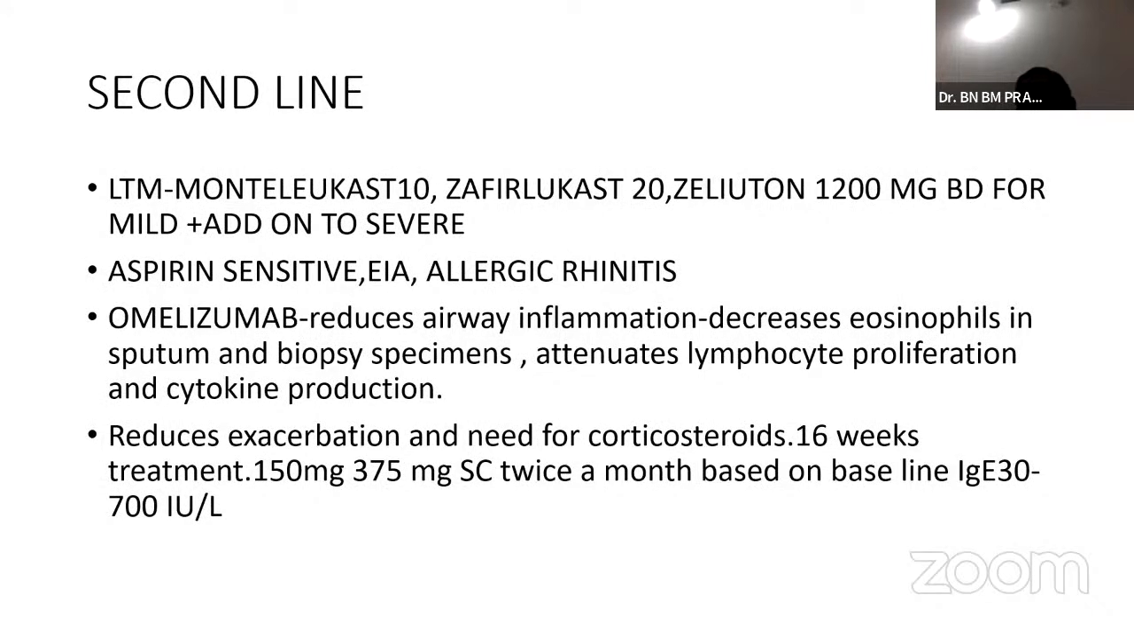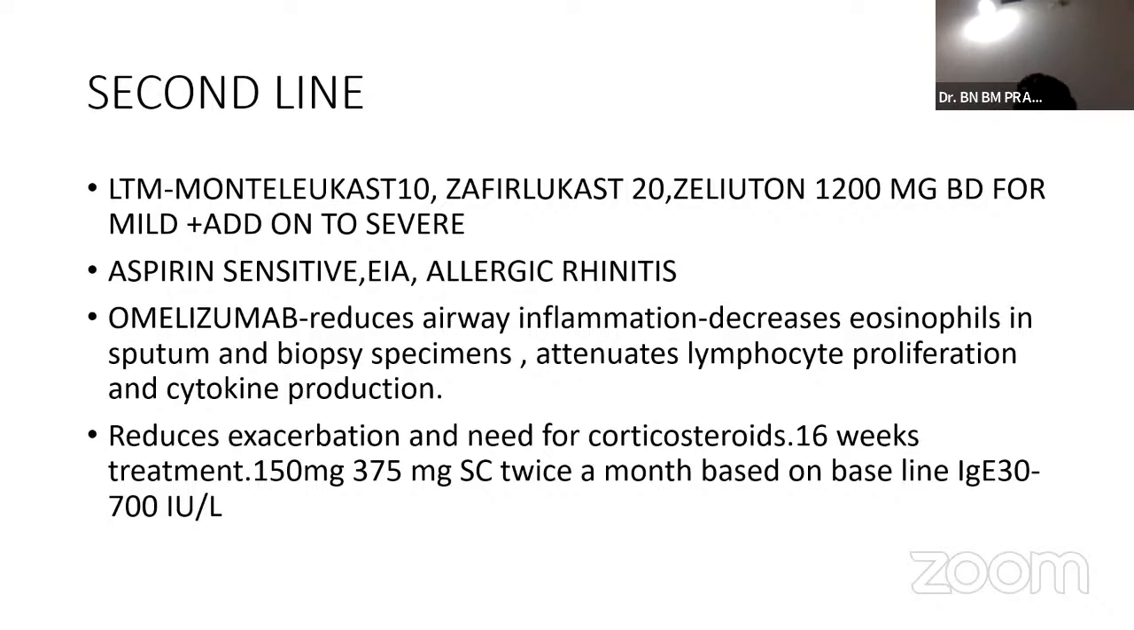So, I have already told you, we have wide varieties of drugs. For second line treatment, we have the leukotriene receptor antagonists: montelukast, zafirlukast, zileuton, etc. They can be used especially in cases of aspirin sensitivity, exercise-induced asthma, and those with allergic rhinitis. These are the cases where the leukotriene receptor antagonists play an important role in the control of asthma.